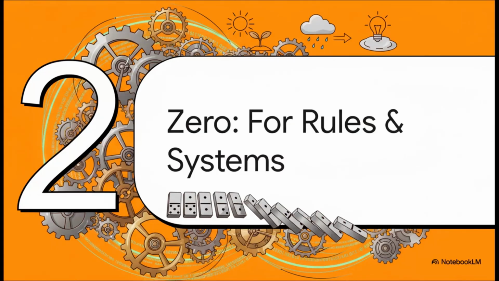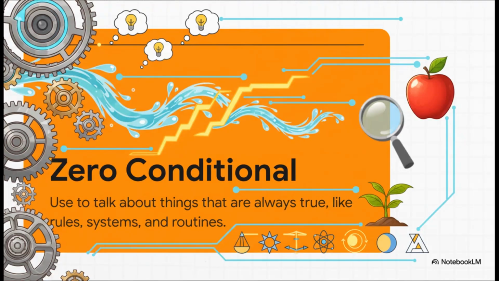First up, let's get you feeling totally confident with the zero conditional. This is going to be your go-to for explaining anything that works like clockwork. The job of the zero conditional is super specific. It states a cause and an effect that is basically a general truth. I like to call it the "this always happens" conditional. It's not about some one-time future event. It's about a constant, totally reliable reality.